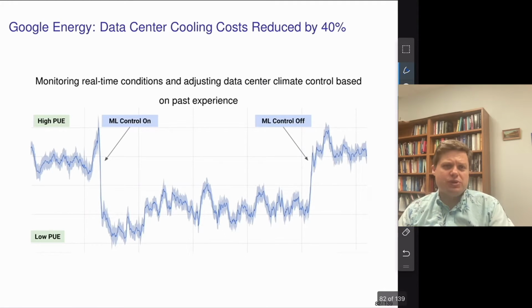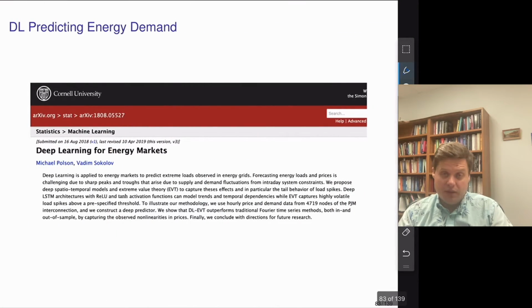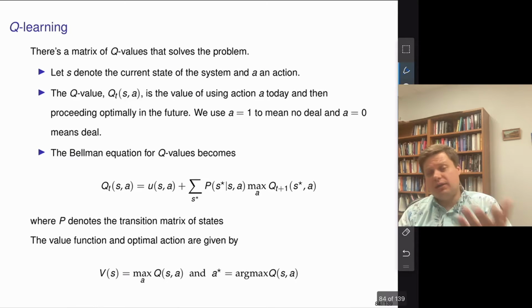The same approach was used by Google in the data centers. They were able to reduce the cost of the energy bills by 40% by optimally controlling the heating and cooling switches in the plants. And here's how this automated or reinforcement learning works.